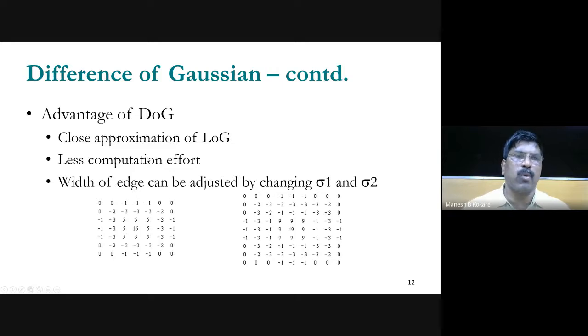So the advantages of DOG: it is a close approximation of LOG with less computational effort, and also the width of the edge can be adjusted by changing sigma 1 and sigma 2. Okay, so you can see the different operators here.